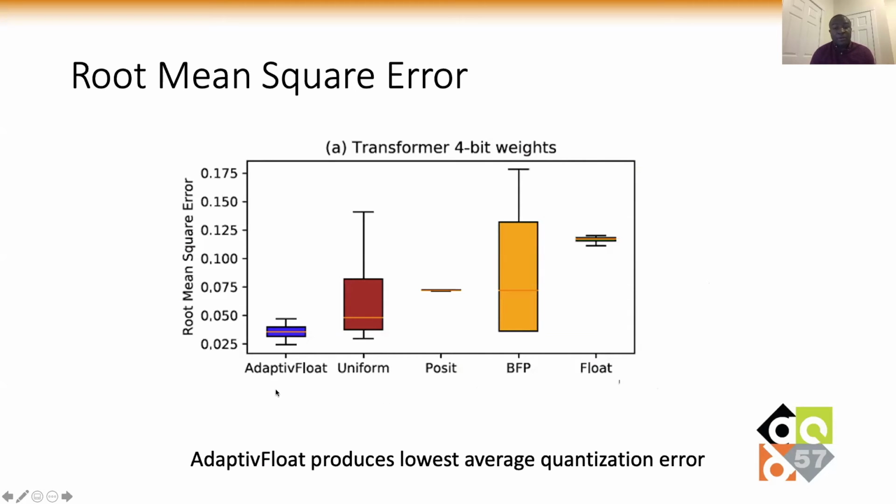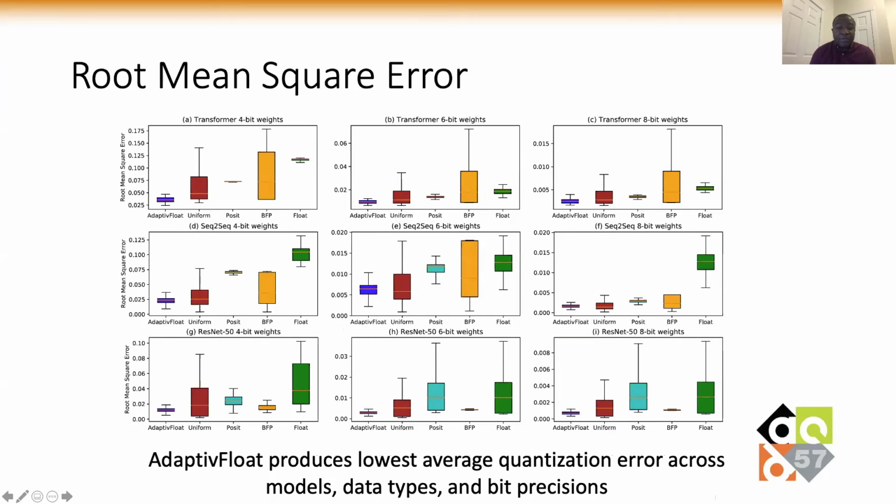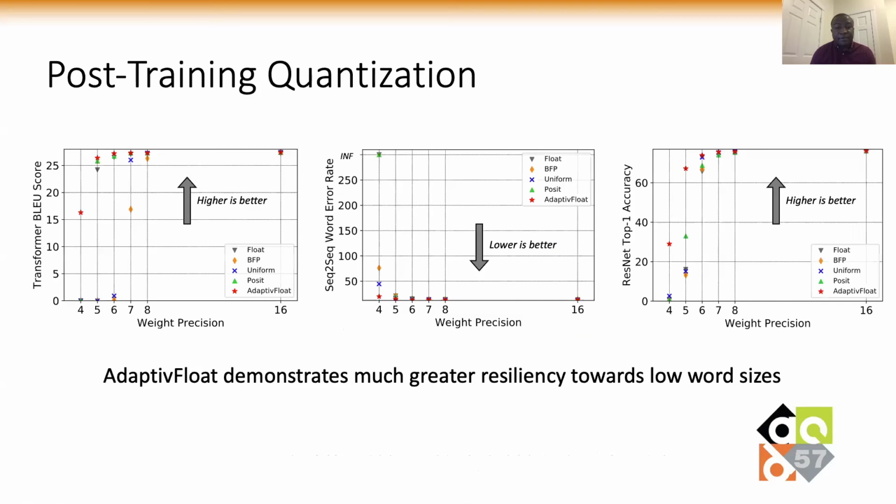Furthermore, we also note that among the self-adaptive data types, i.e. adaptive float, uniform, and block floating point, adaptive float exhibits the lowest error spread. And this observation is maintained when we look across models, data types, and bit precisions. We still see that in general, adaptive float produces the lowest average quantization error.